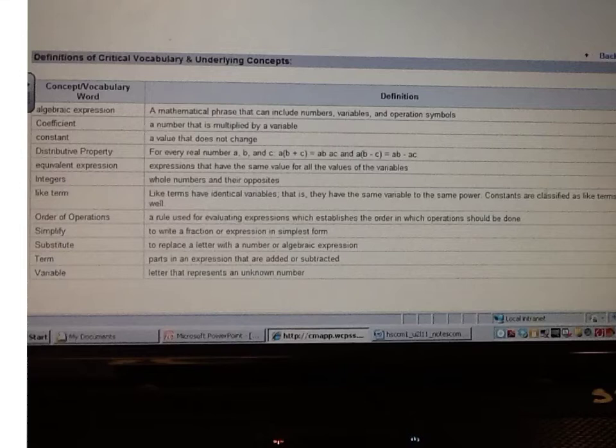Also, constant. Constant is a value that doesn't change. Coefficient, a number that is multiplied by a variable. So if we had 2x, 2 would be the coefficient and x would be the variable. So let's get started with our first.